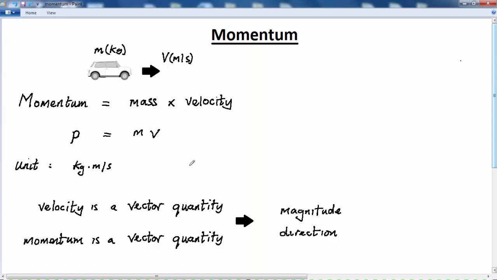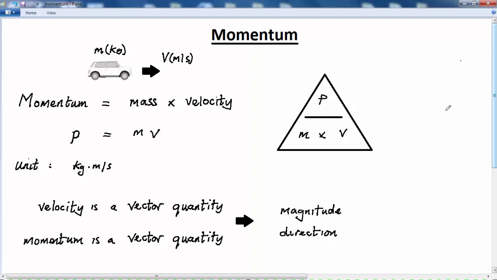As with many of the expressions that we use in physics and chemistry, if you find playing around with equations a little bit tricky, then you can use a calculation triangle, like this one, for example, in this case where we have the momentum at the top and mass times velocity at the bottom with the division line in between. So we can use this triangle to do calculations.